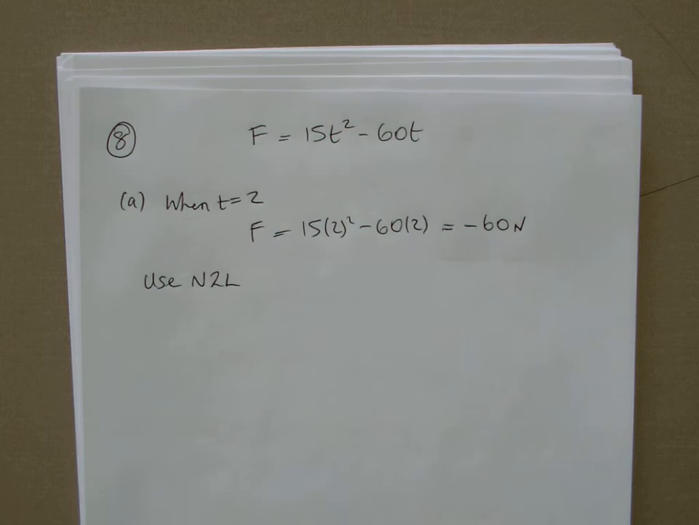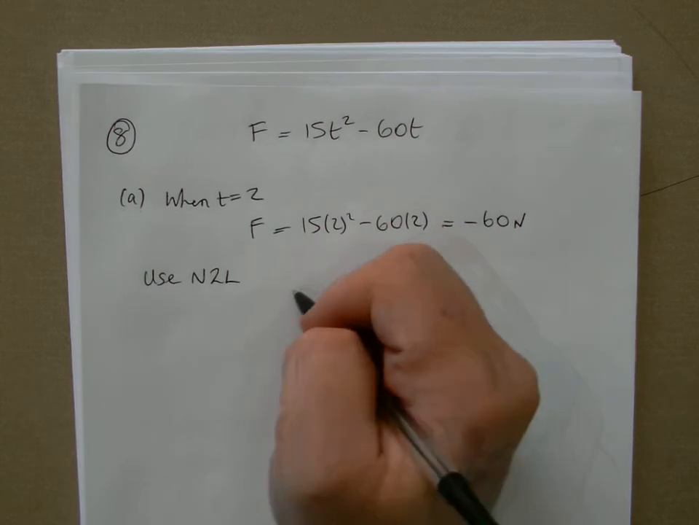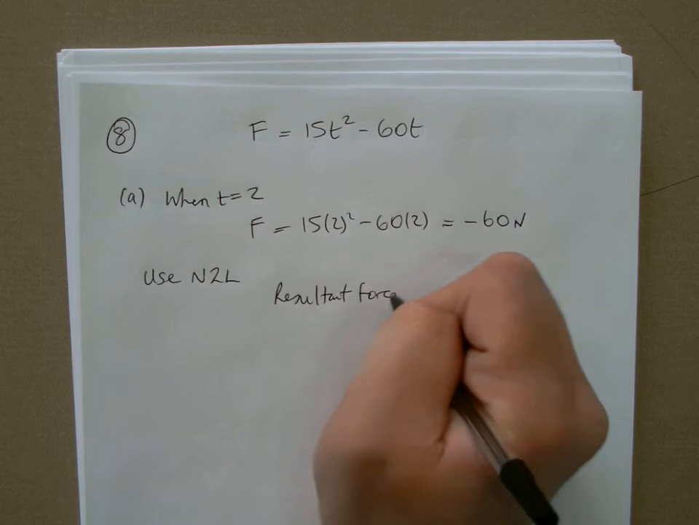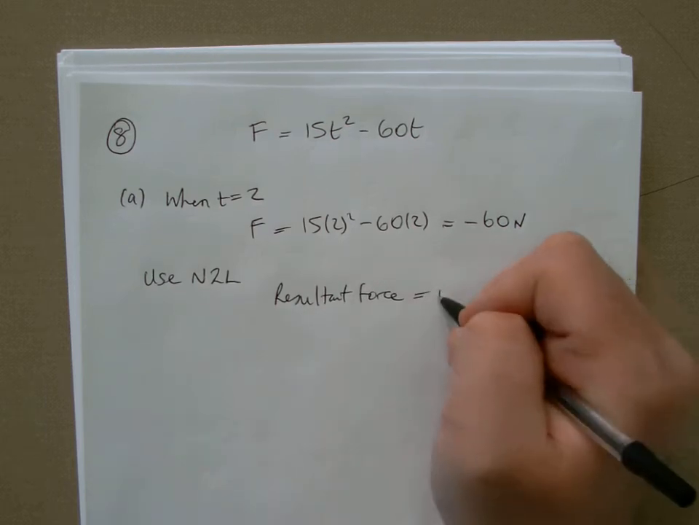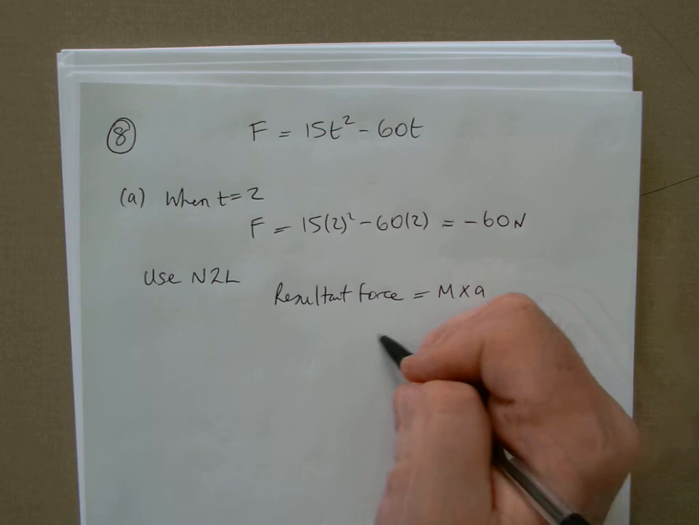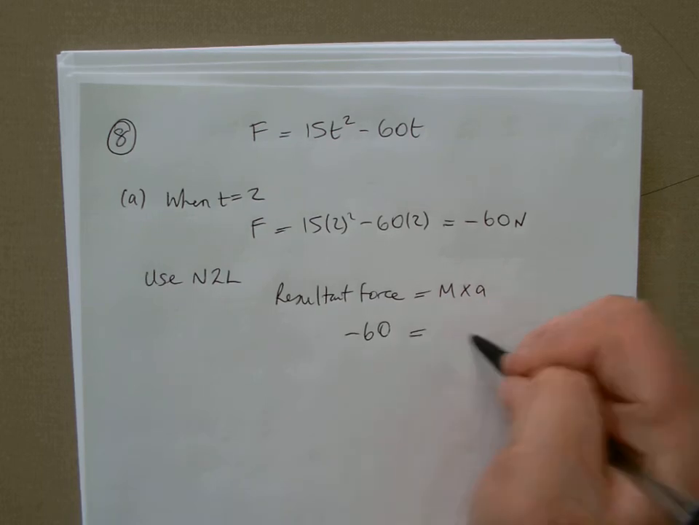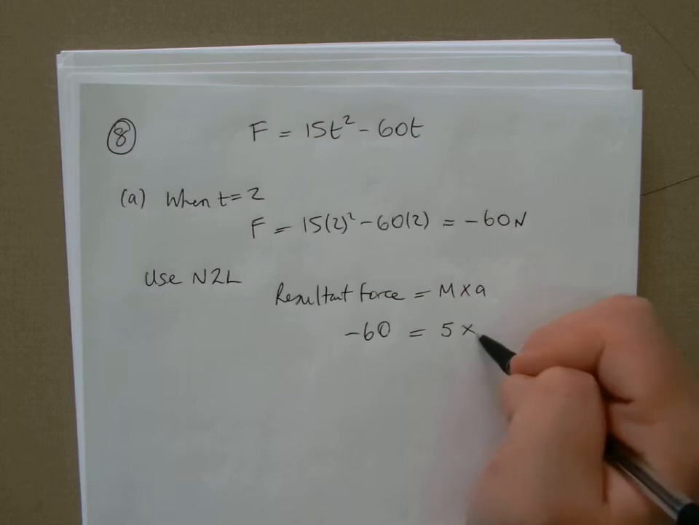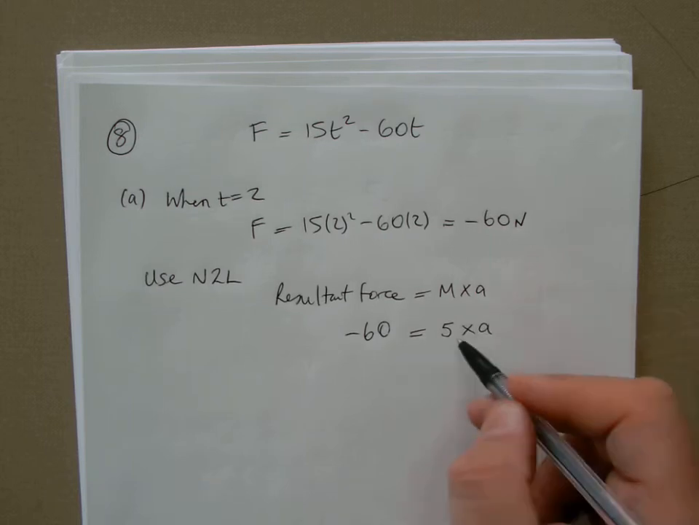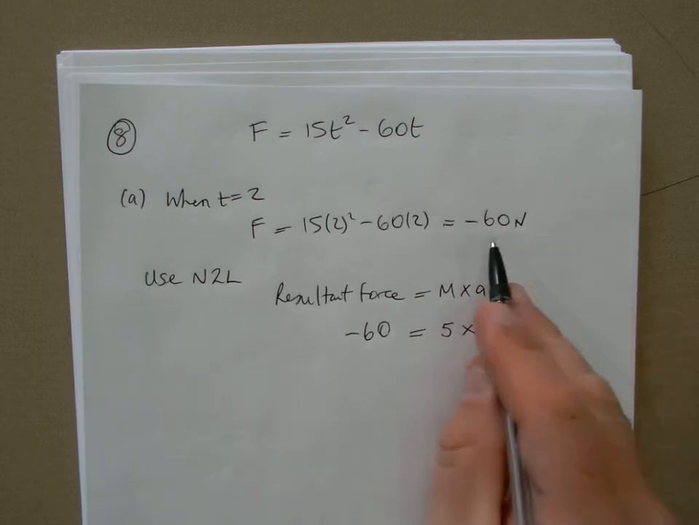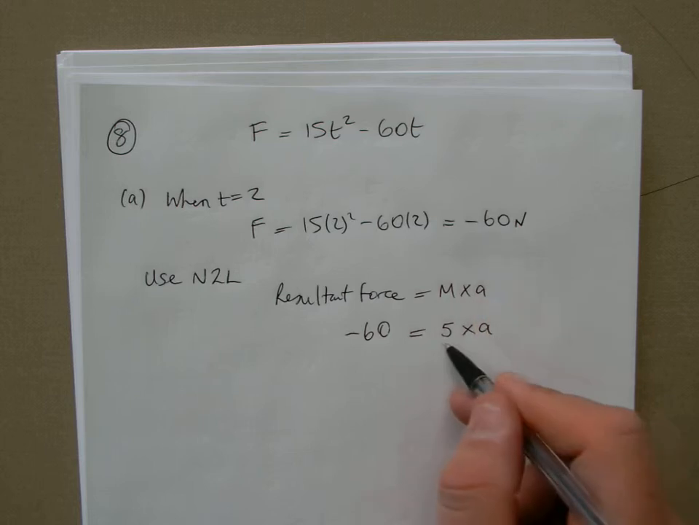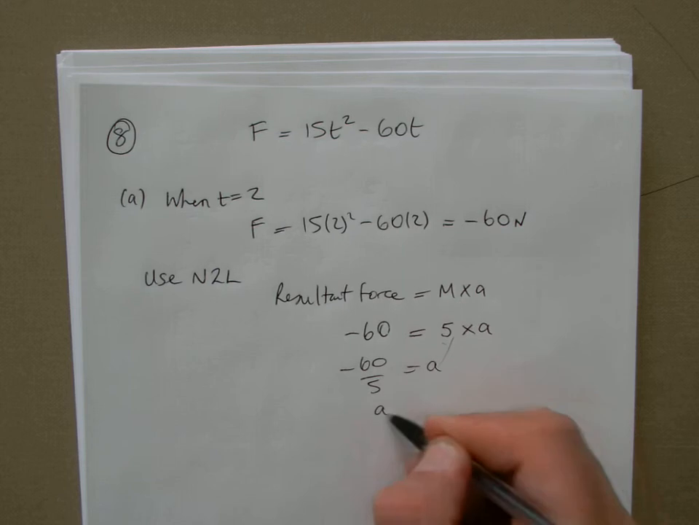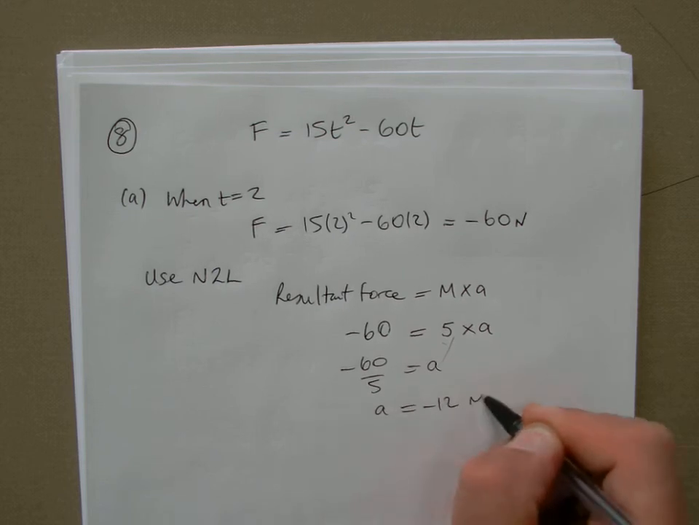So using Newton's second law, remember the resultant force is mass times acceleration. So the resultant force in this case is minus 60. The mass then is 5 times the acceleration. So that's the overall effect of the force. And then to get acceleration, you just take that 5 down and divide. So that means acceleration is minus 12 meters per second squared.